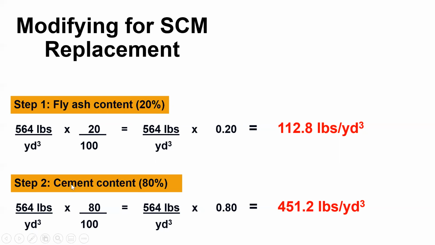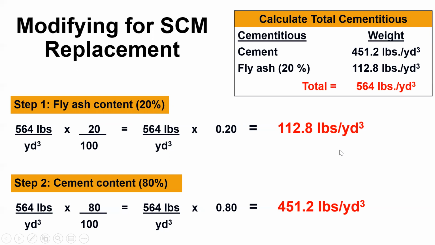So step two, let's calculate the cement content. 80% is going to be Portland cement. So 564 times 0.8 equals 451.2. If you add up 451.2 and 112.8, that better equal 564. If you didn't, then you did something wrong. So be aware of that.